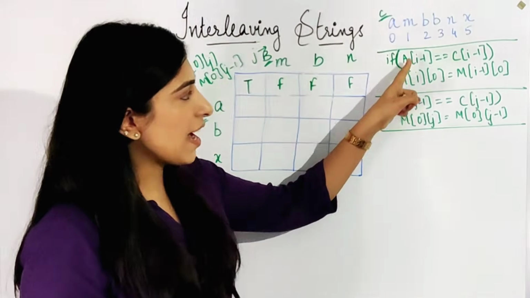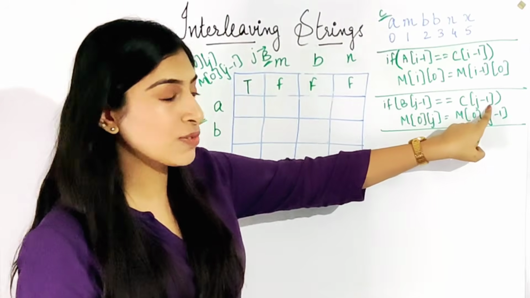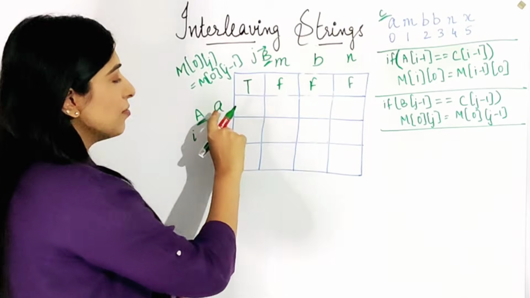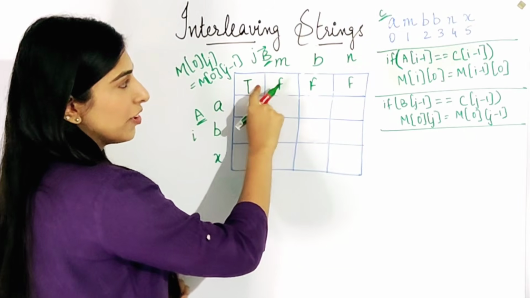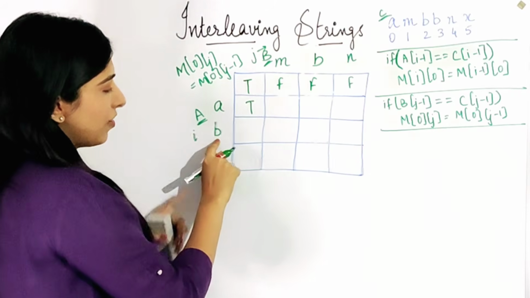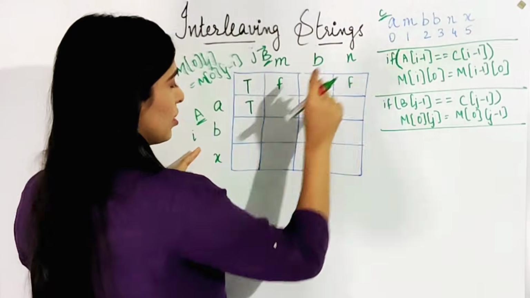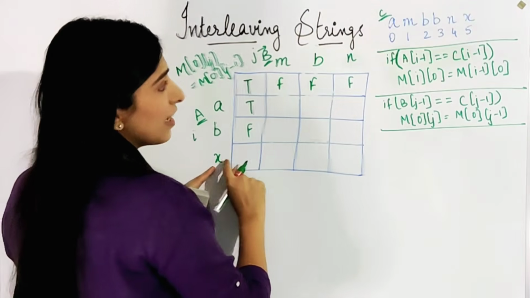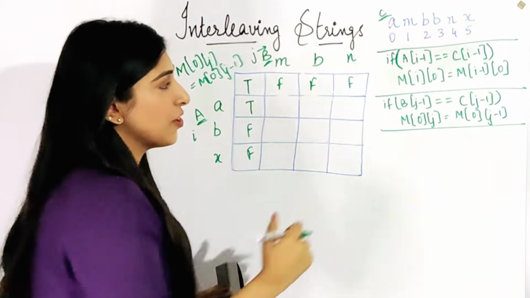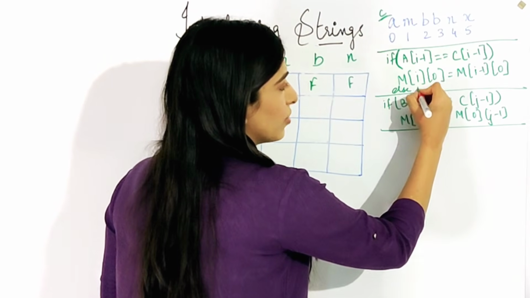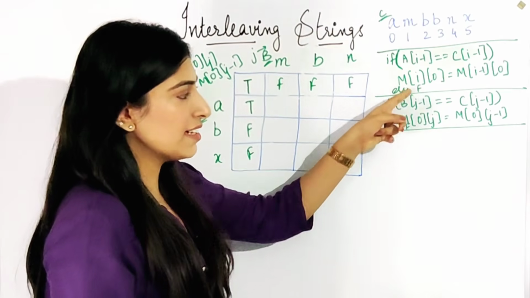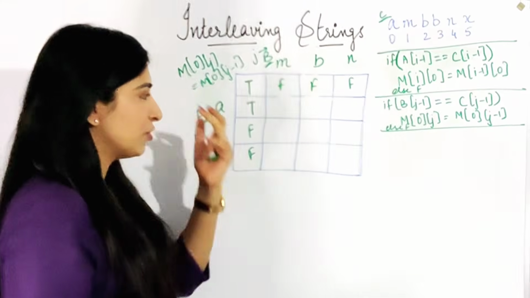Note that I am using I minus 1, J minus 1 because these are all 0 indexed. Let's fill this column. A and A is equal, so we see one row up. Without this A, it was true, so I can just write true. Now let's see B and M, they are not equal, so I just write false. X and B not equal, so I'll just write false. Rest all the cases it will be false, else false. Only if these two cases it can be true.